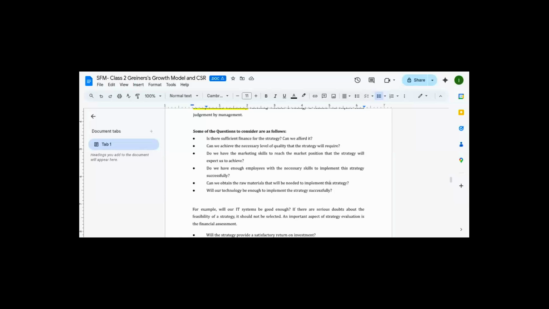Because anytime you run out of stock of material, then there is a problem. There will be temporary or total stoppage in production. This will affect profitability. It will affect the image of the company. There will be loss of customers and many more. So can we obtain the raw materials that will be needed to implement this strategy? It's a very big question that we have to ask ourselves, because there must be a steady flow of raw materials that will be needed to transform or process into finished goods.